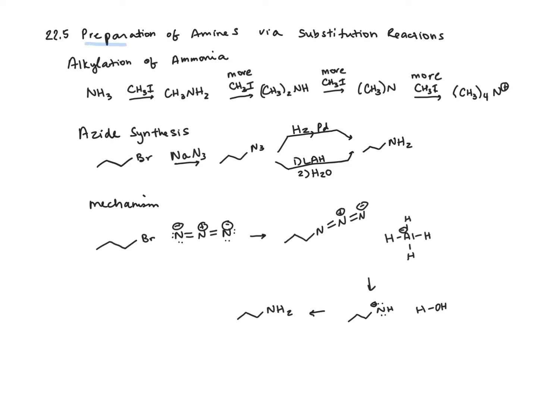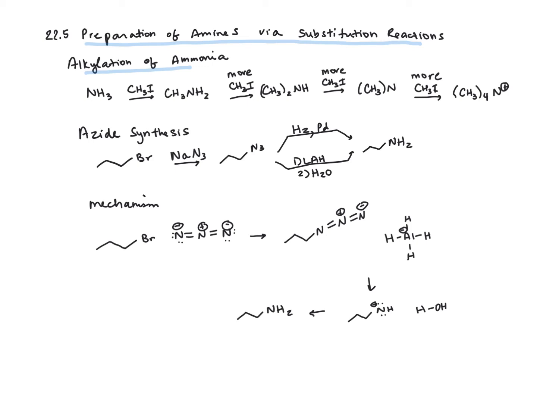Next, we're going to talk about preparation of amines via substitution reactions. The first is alkylation of ammonia. And here we see that if we combine ammonia with iodomethane, then we get methylamine.